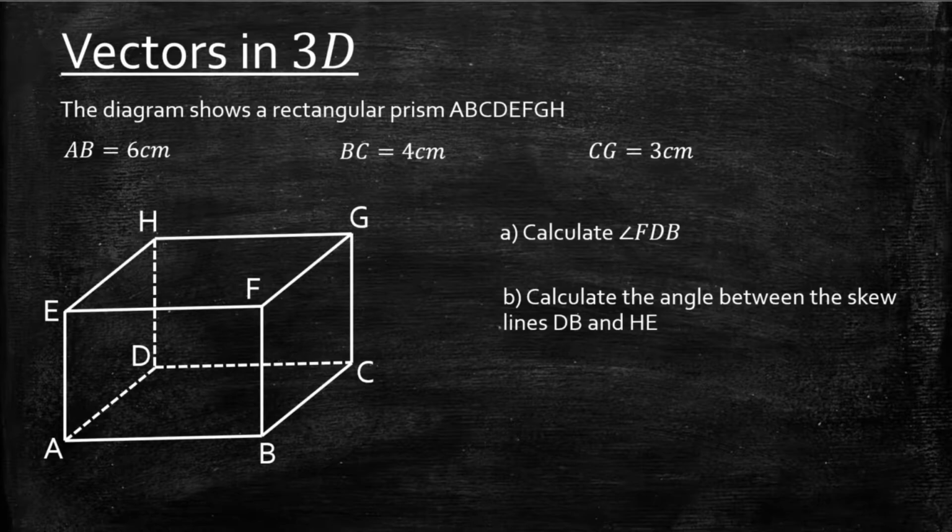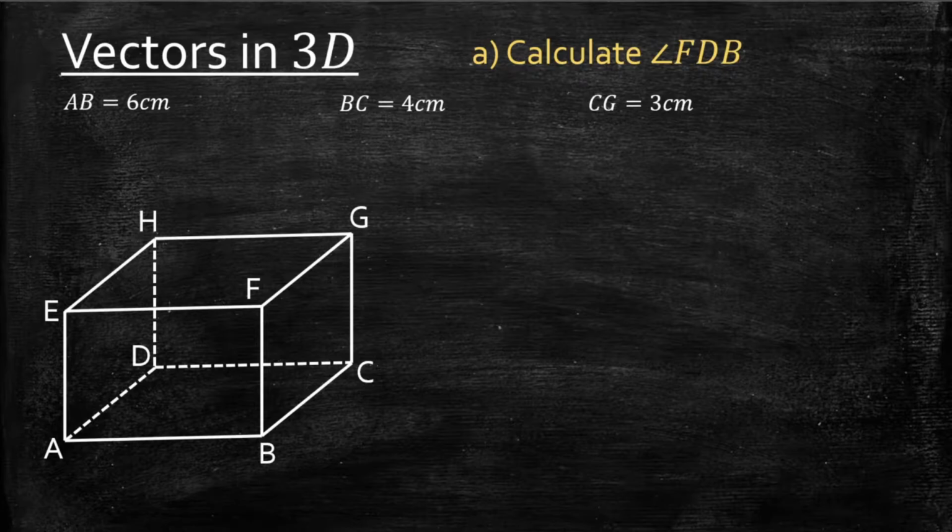It wants us to calculate the angle FDB. And we also need to calculate the angle between the skew lines DB and HE. Just remember that skew lines are lines that are not parallel and do not intersect each other. So that only applies in 3 dimensions. Right, so we need to calculate angle FDB.